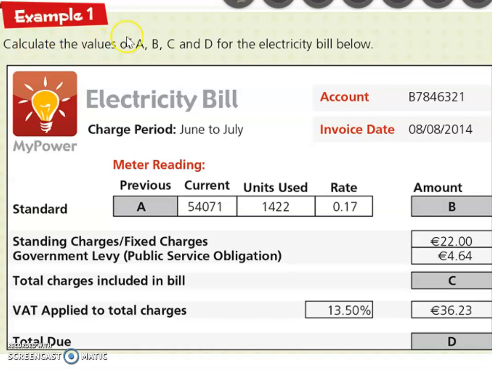Example: calculate the values of A, B, C, and D for the electricity bill below. So we're trying to figure out what goes in here for A, which is the previous standing for previous units used. We're also trying to work out B, which is going to be the amount, so that will be a money amount. We're trying to work out C, which is the total charges included in the bill. And we're trying to work out D, which is going to be the total amount due.